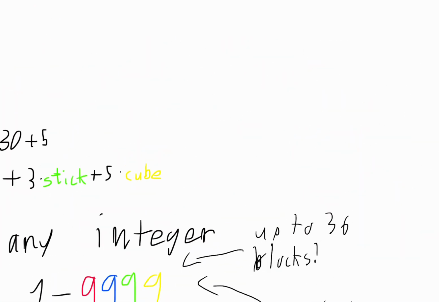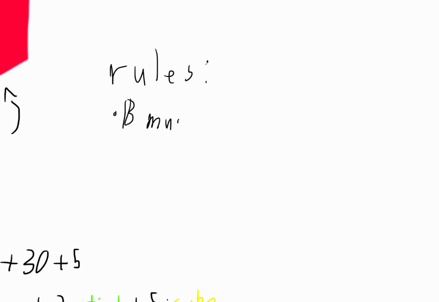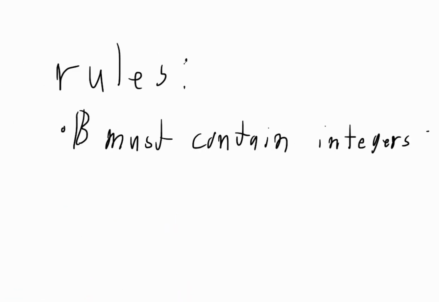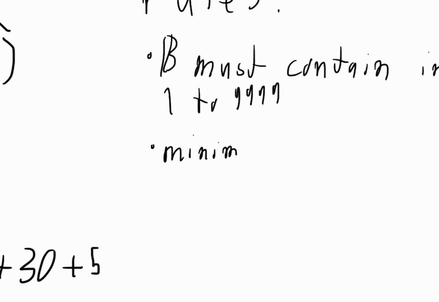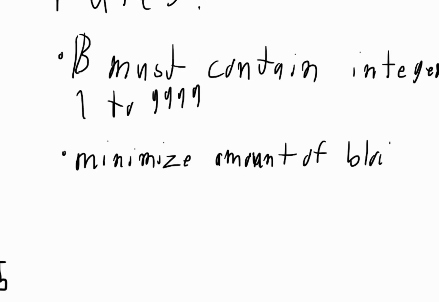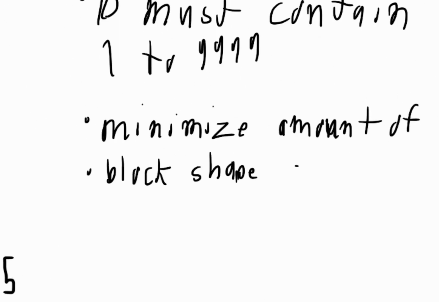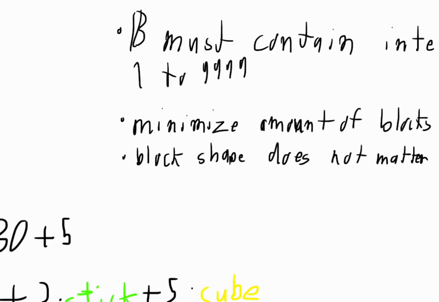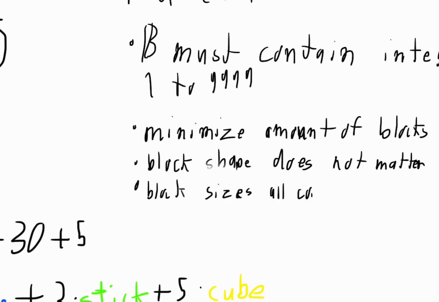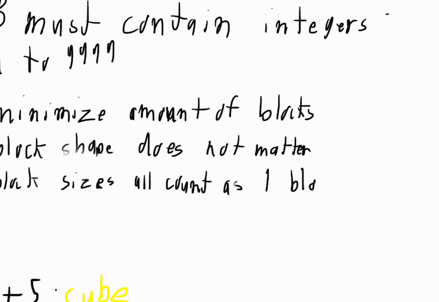Let's say we want to find the smallest set of blocks so that we can create every integer up to our target, which is 9,999. We don't care what shape or arrangement each block is, only the amount of cubes in that block and the amount of that block needed to make the block numbers. All blocks of one size are identical, and the size of each block doesn't matter. It always counts as one block.